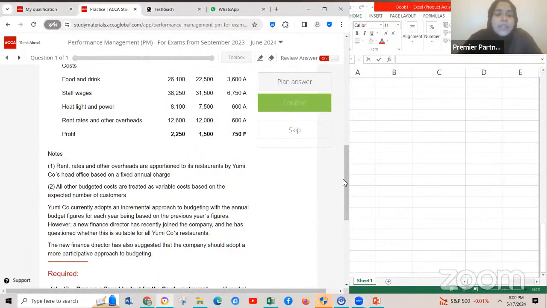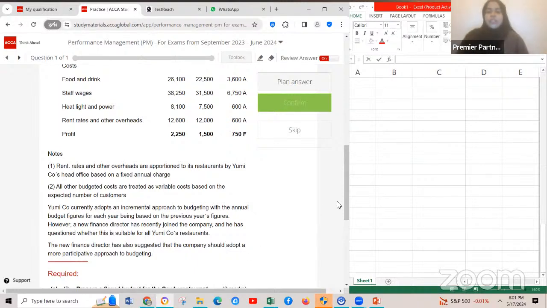Yumiko currently adopts an incremental approach to budgeting, with the annual budget figures for each year being based on the previous year's figures. However, a new finance director has recently joined the company and he has questioned whether this is suitable for all Yumiko's restaurants. The new finance director has also suggested that the company should adopt a more participative approach to budgeting.